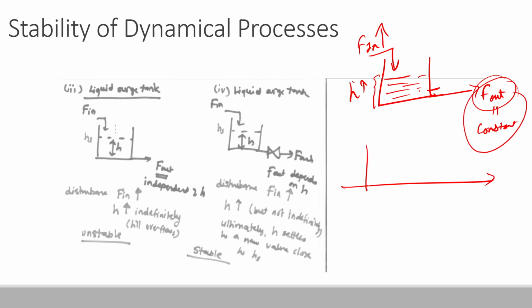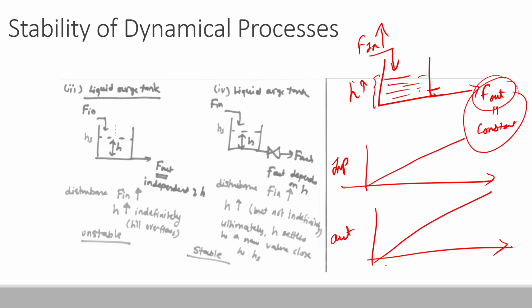Basically, if I keep on increasing the input, the height will also keep on increasing. So we don't have a fixed value, or the output is not bounded over here. In that case, we can say the system is unstable. However, what we can do is employ a control valve or an on-off valve over here, such that we can control the output level.